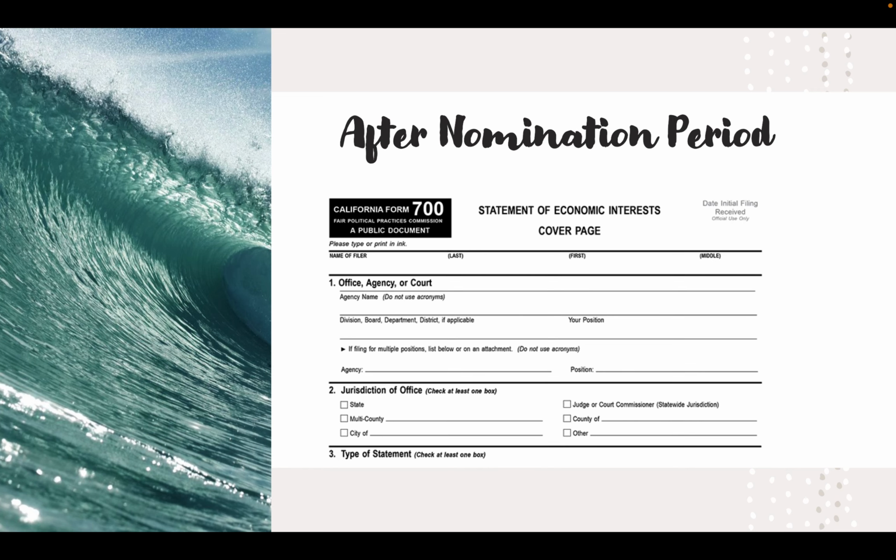After the nomination period, which means that you've either become a city council member or you haven't, you are required to annually file the California 700, Form 700.